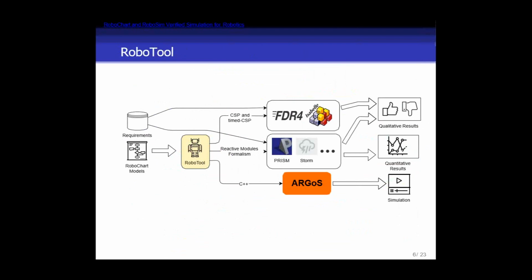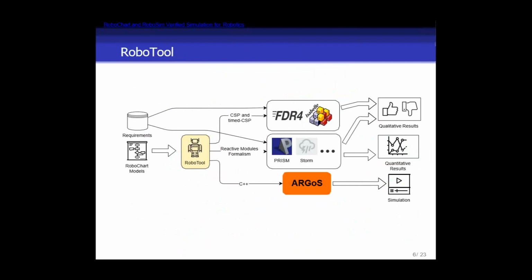So here's a schematic for the tool. For RoboTool, we start with requirements, and we have some RoboChart models that correspond to those requirements. And then there are three paths through this diagram. The top path goes from the tool with the mathematical object into the model checker FDR4 and the theorem prover called Isabelle/HOL. And out of that, you get qualitative results.